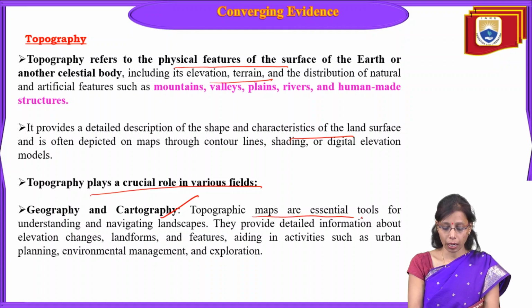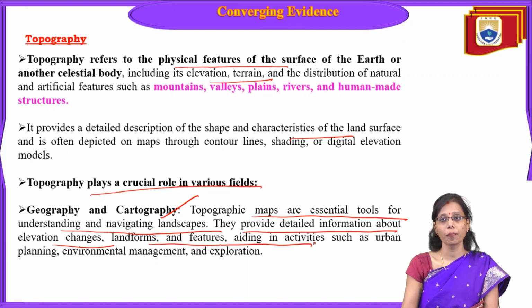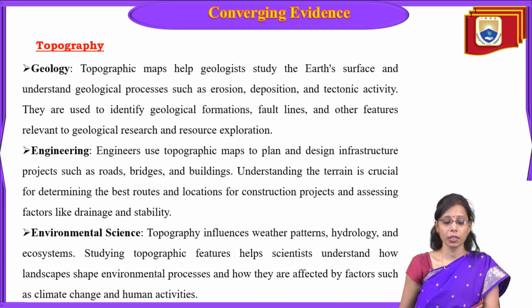So topographical maps are essential tools for understanding the landscape. They provide detailed information about elevation changes, landforms, and features, aiding in activities such as urban planning, environmental management, and exploration. So these all come under topography, including geology. What is geology? Geology is the study of Earth's surface, about the rocks and the minerals. Topographical maps help the geologist to study the Earth's surface and understand geological processes such as erosion.